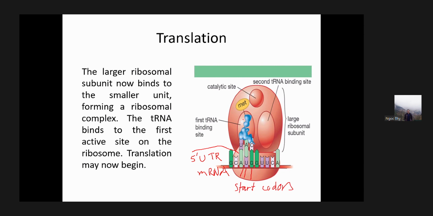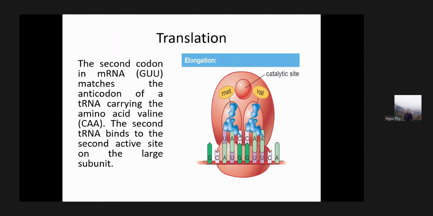The tRNA carrying methionine will have the anticodon UAC, which is the complementary sequence for AUG, the start codon. In the ribosome, there are two positions: the first one here, and the second one. Next, the next tRNA will come, bind, and release the amino acid here.